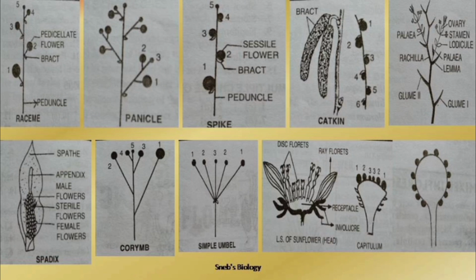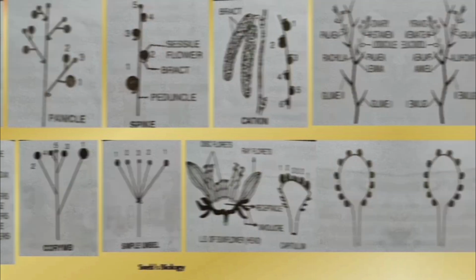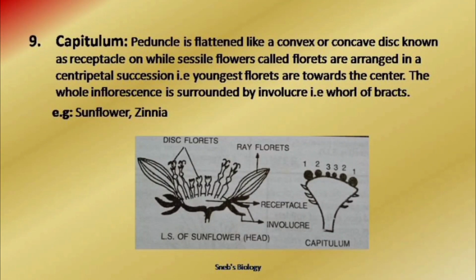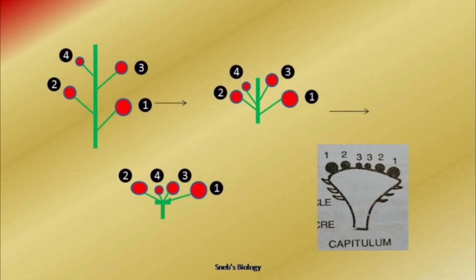Now we come to the last two types of racemose inflorescence. In these two, the main axis, that is the peduncle, is going to become either flat or globular. So the first one is capitulum. In capitulum, the main axis is flat. Instead of a long structure, it becomes a flat disc-like structure which is known as the receptacle. Now look at the diagram. So just imagine it a little bit.